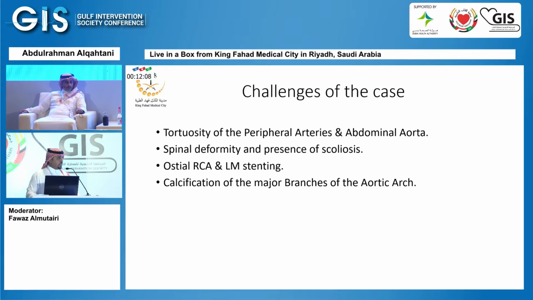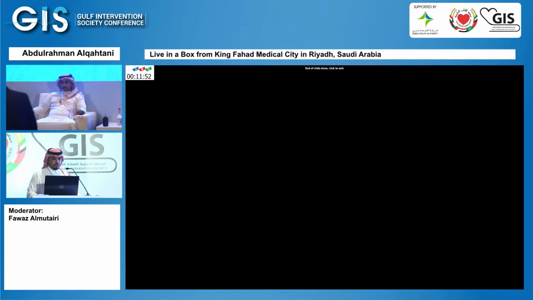Also, this patient had spinal deformity, scoliosis. She was not able to lie flat. She needed to have a wedge, and this changed the position of the patient during the procedure. There was also the presence of coronary artery stenting, especially ostial RCA and left main, and the calcification of major branches. With this, I'm concluding, and we're going to start the live in a box case. You could start the video.